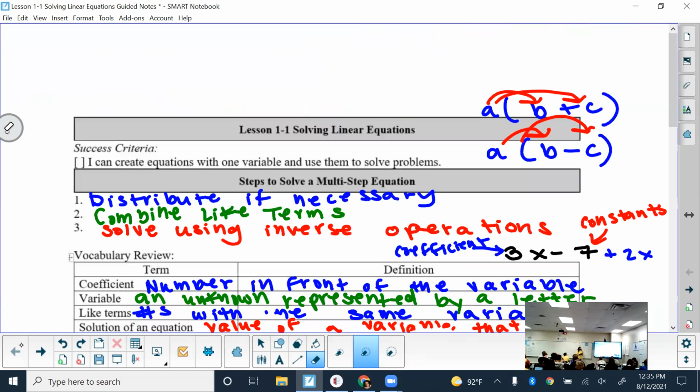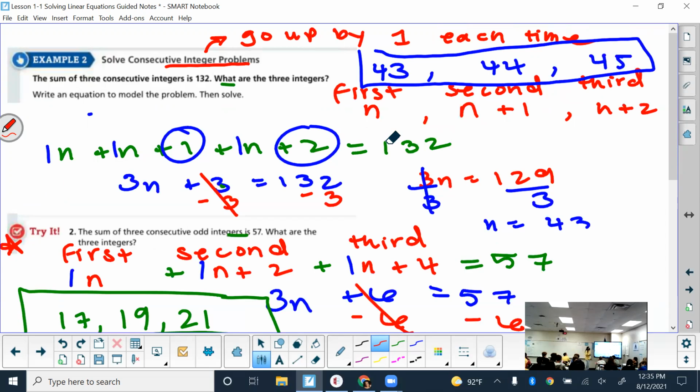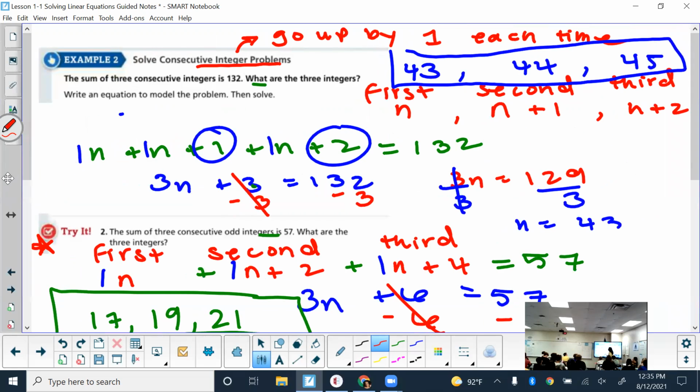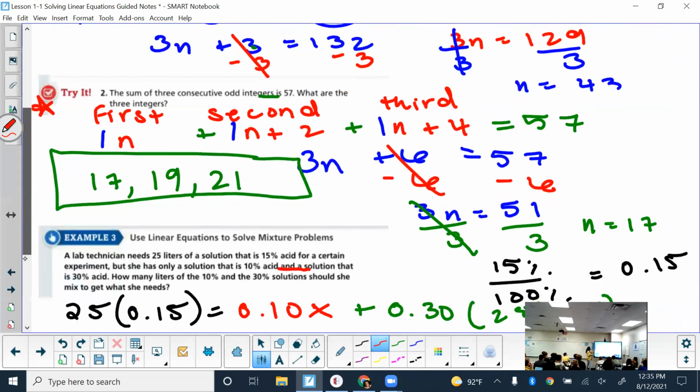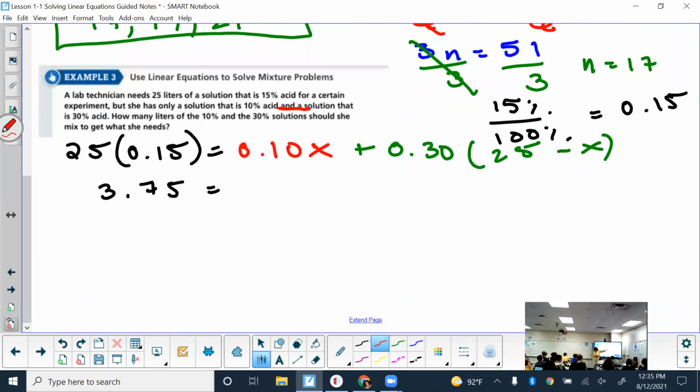Pay attention to this first page. What's the first step? Distribute if necessary. So since I have numbers in this setup, where there's a number outside a set of parentheses and it's being added or subtracted inside, we need to distribute, which means I need to multiply that 0.30 times both of the inside numbers.